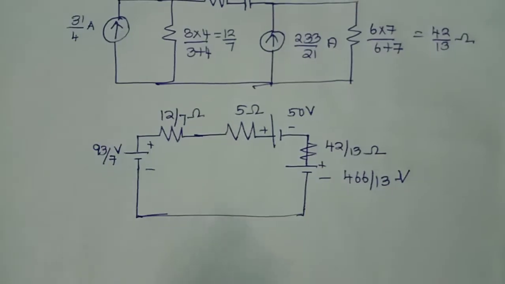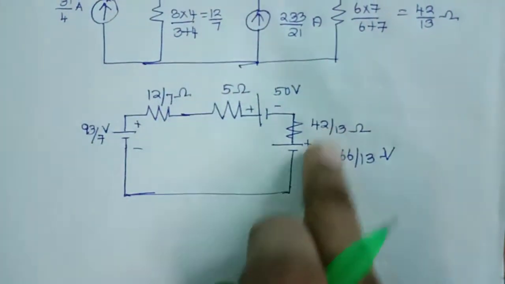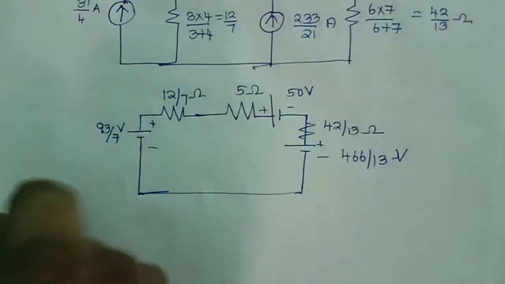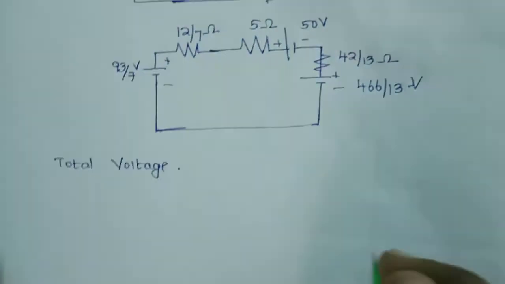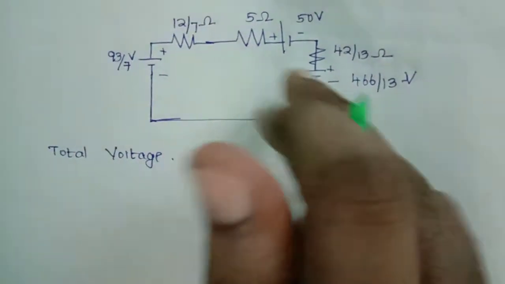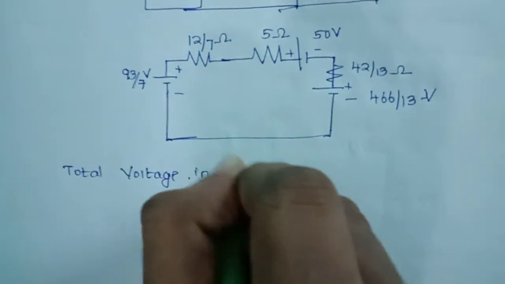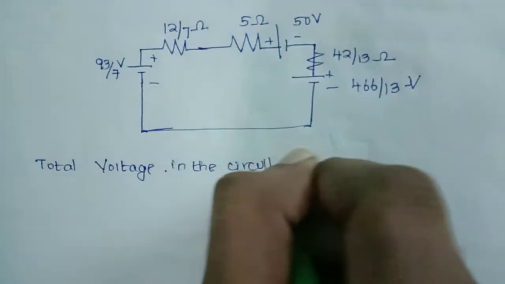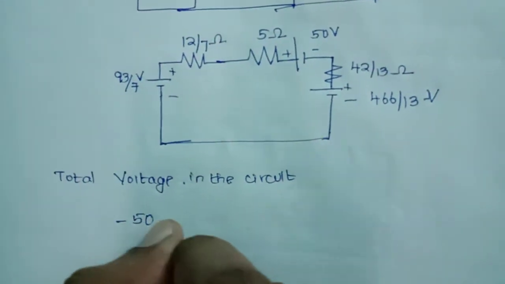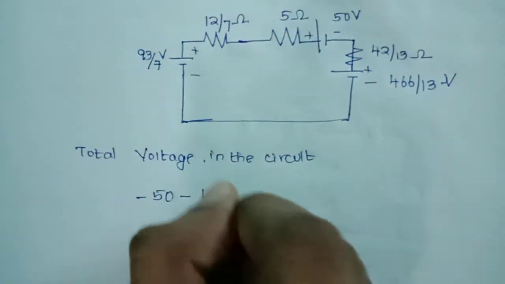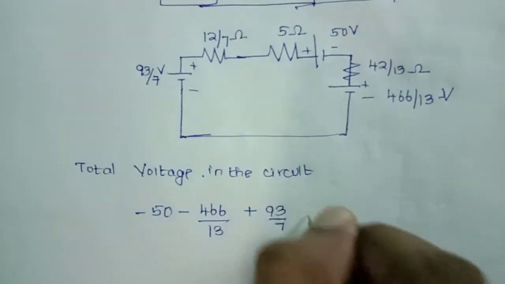Now what I have to calculate? I want to calculate the total voltage. How can the total voltage be calculated? The total voltage we can calculate using voltage division rule, or we can calculate using the KVL. Here the total voltage in the circuit. Now you see I'm traveling from here. I'm seeing a plus, so I'll put minus 50 minus, again this is 466 divided by 13 plus 93 by 7 is equal to 0.